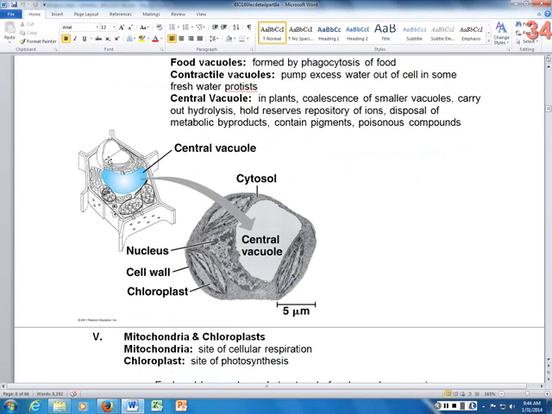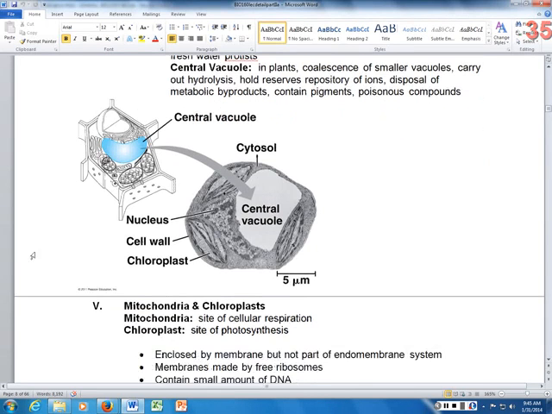So central vacuole, in plants they have this. It's a coalescence of smaller vacuoles in there that will hold reserve ions, helps to dispose of metabolic byproducts, contains pigments, so your chloroplasts are one of those. Some of them will contain poisonous compounds. So if a plant has something that's poisonous to discourage predators from eating it, this is where it will keep it so that it doesn't poison itself. But if you eat the plant, you eat the vacuole in the cell and get poisoned.